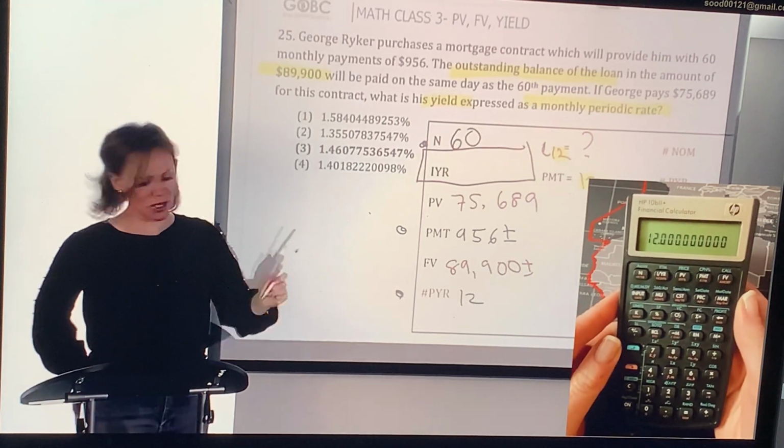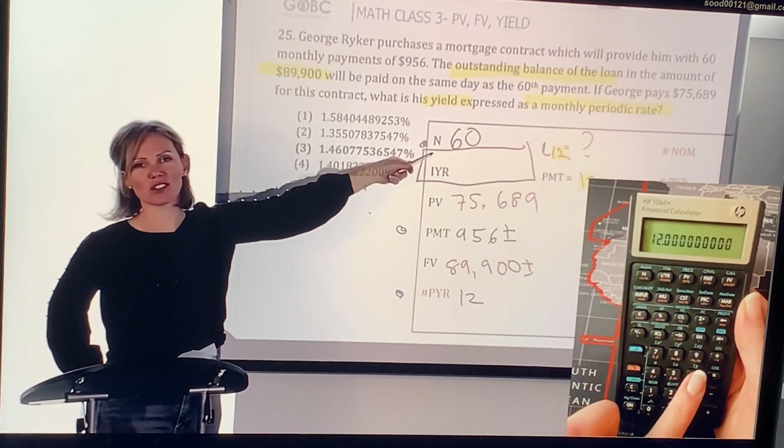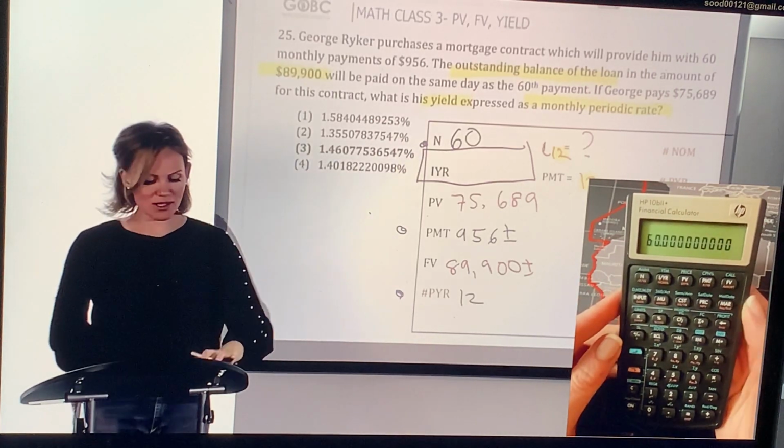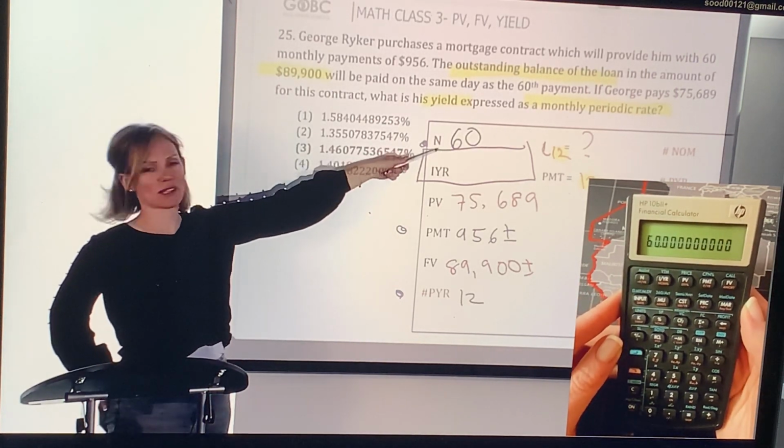PYR is under your payment key. How do you enter the N? Do you do 60 shift N or do you do 60 N? 60 N, because it's already in months. Make sure that 60 does not change to any other number. It should be 60 with lots of zeros.